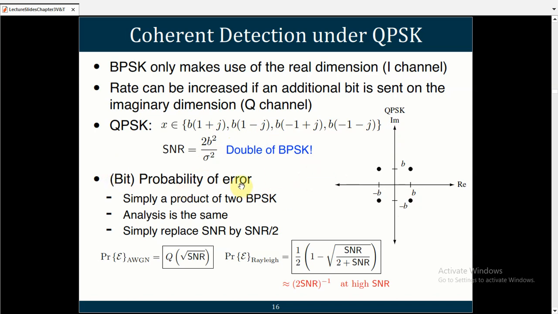Now the bit error probability of a bit is simply the product of 2 BPSKs, because if we only take the imaginary axis or the real axis at a time, it is basically a BPSK. So combining these 2 BPSKs is simply the product of 2 BPSKs. So the analysis is the same. Simply replace SNR by SNR over 2. In the Rayleigh fading case, we get 1 over 2 SNR at high SNR, and for AWGN we get Q of the square root of 2 SNR.